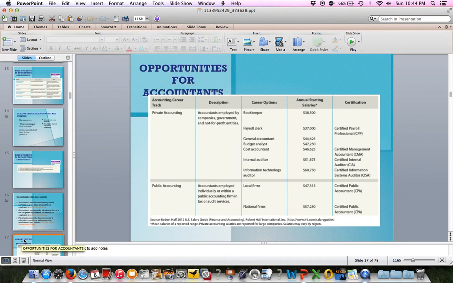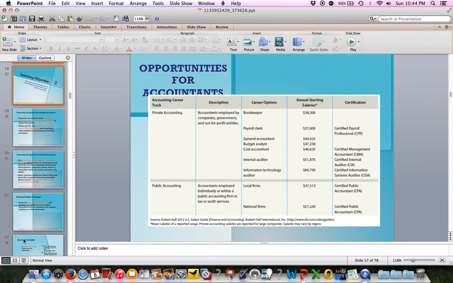So those are some of the opportunities you see out there in private accounting: bookkeeper, payroll clerk, internal auditors, IT auditors, general accountants, budget accountants, cost accountants. In public accounting, there are all kinds of different firms out there: local, medium-sized, national firms. And obviously, the bigger the company you work for, the more responsibility you have, and the more chance there is of earning more money.